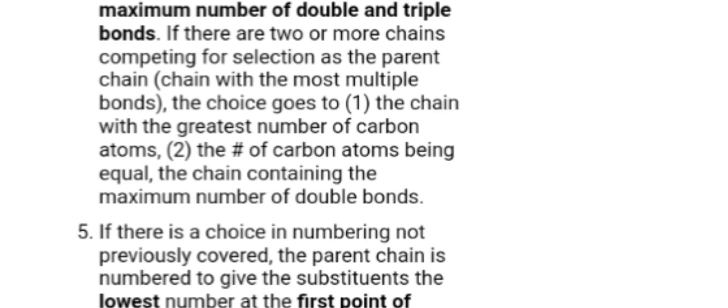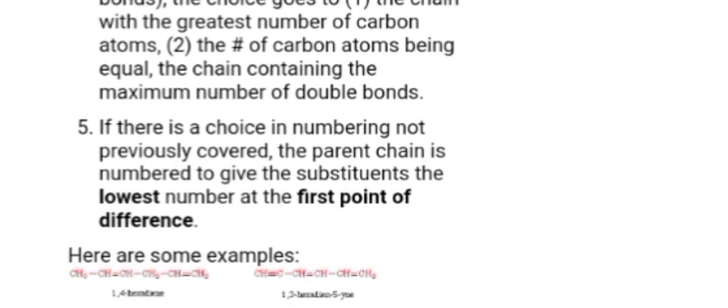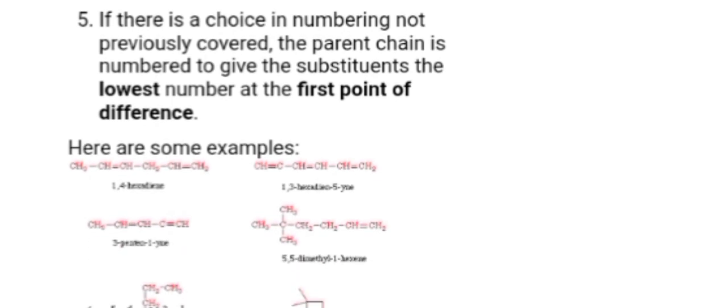That's the first one. Then number 2, the carbon atoms being equal, the chain containing the maximum number of double bonds. For example, if the number of carbons are equal for both chains, then you will choose the chain having the greatest number of double bonds. Take note of that. Having the greatest number of what? Double bonds. Then rule 5. If there is a choice in numbering not previously covered, the parent chain is numbered to give the substituent the lowest number, at the first point of what? Difference. At the first point of difference.